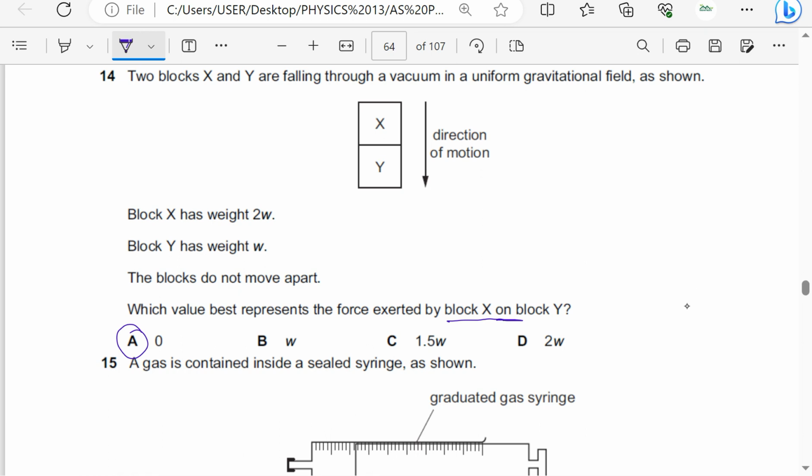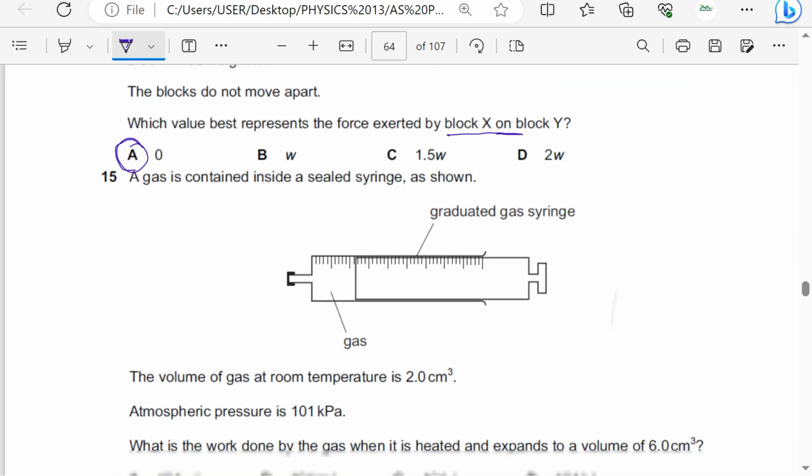So the question is, which value best represents the force exerted by block X on block Y? I'm saying this force is zero because this one is acted upon by the gravitational force downwards, and this one is also acted upon by the gravitational force downwards. So X is not exerting any force on Y. So the answer is going to be zero.